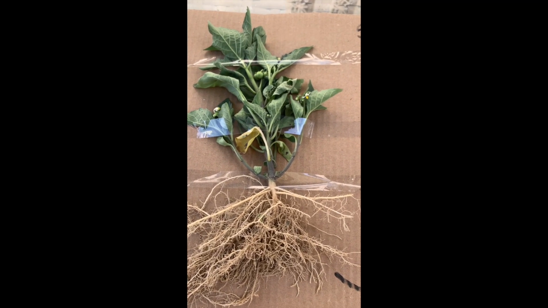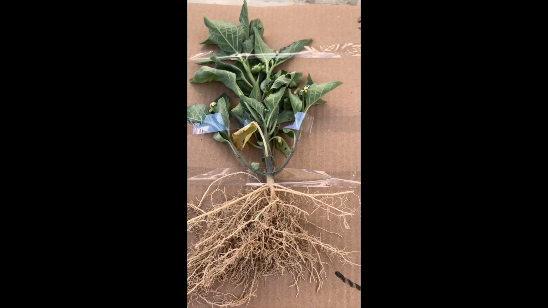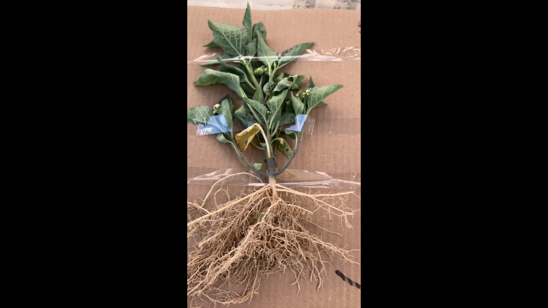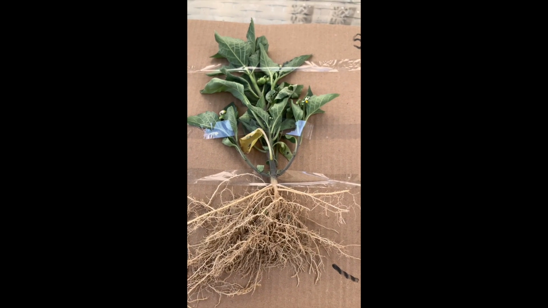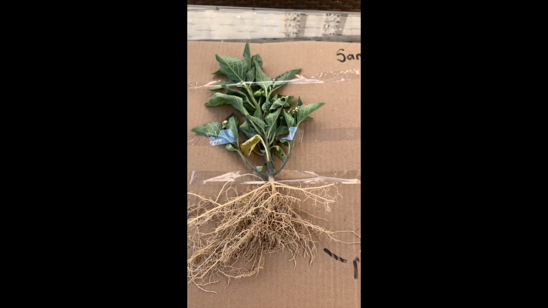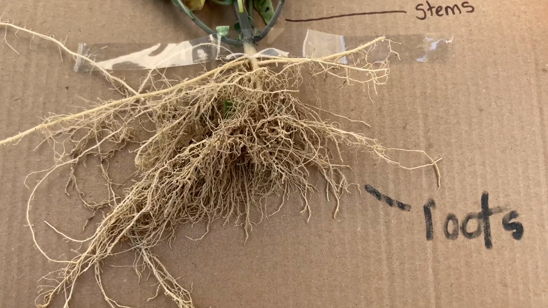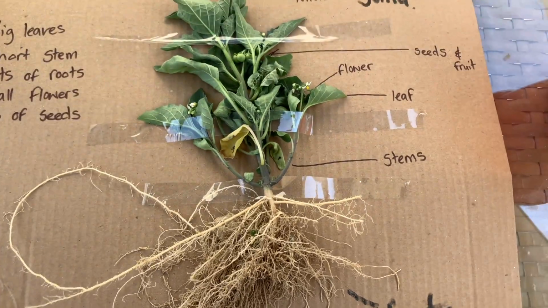Maybe your plant won't have flowers, maybe it won't have fruit, maybe it doesn't have a stem or a very small stem. What I want you to do is to identify all of the features that you can see on your plant. So I'm just going to go ahead and identify all of these, and we'll come back once I've done it.